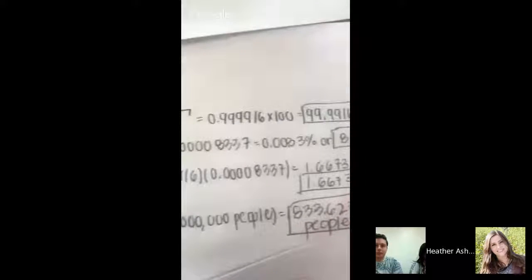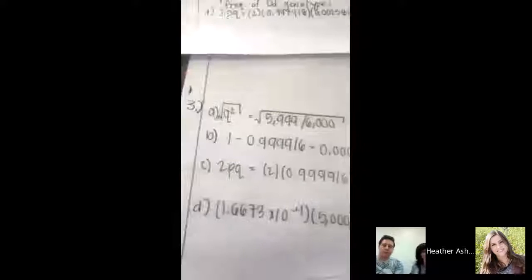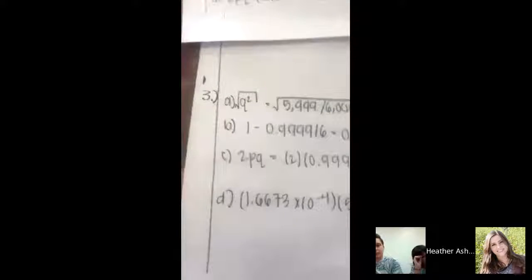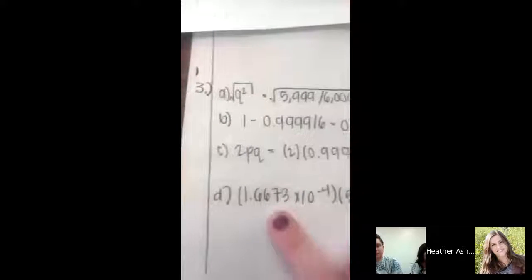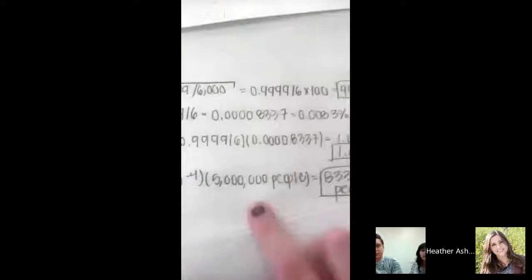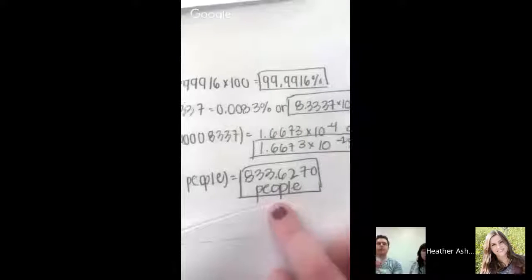And for part D, out of a population of 5,000 people, how many heterozygotes are expected? And for that, you take the number we calculated up here, which was heterozygotes, multiply that by 5 million, and that equals 833 people.